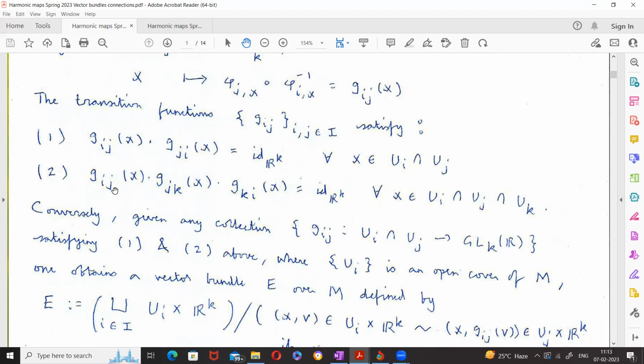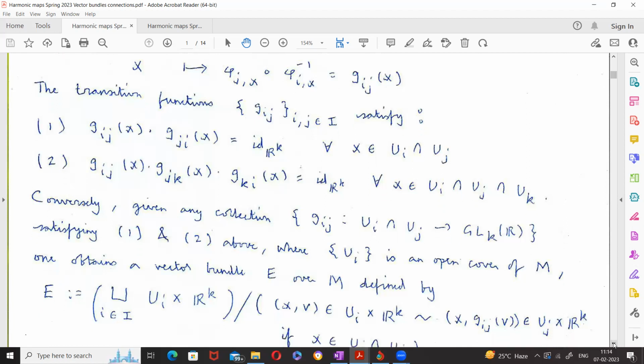And similarly, g_ij x into g_jk x into g_ki x, this is also the identity of R^k. Okay. If I take a triple intersection, U_i intersect U_j intersect U_k. And it turns out these transition functions are enough to determine the vector bundle, namely given any collection g_ij from U_i intersect U_j to GL_k(R), which satisfies these two cocycle conditions, 1 and 2, where U_i is some open cover of M, you get a vector bundle E over M.